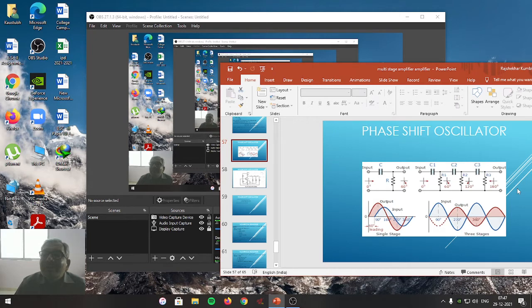This is called the RC ladder network, because it looks like a ladder. Ladder, in Marathi we can call it as CD. This is the first step, second step, third step. It is like a CD or ladder, so that's why it is called the RC ladder network.